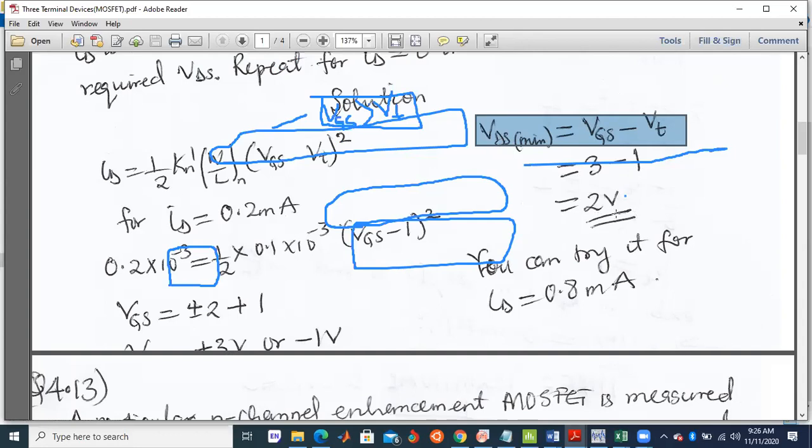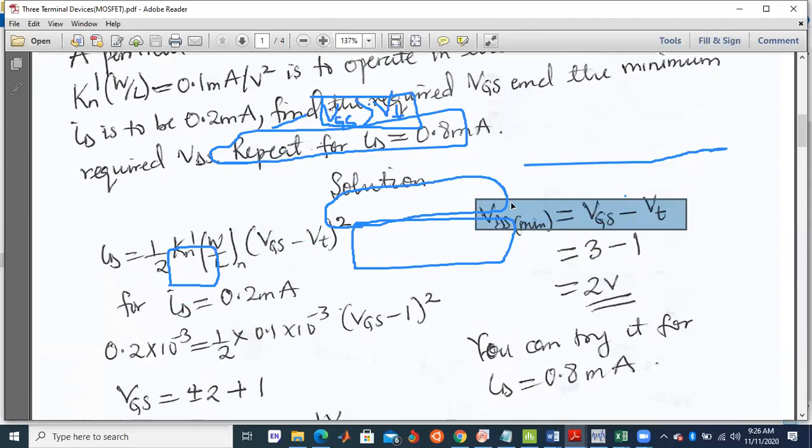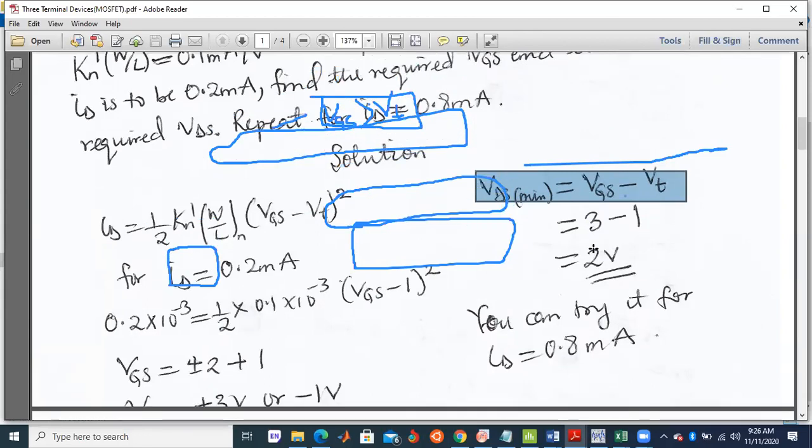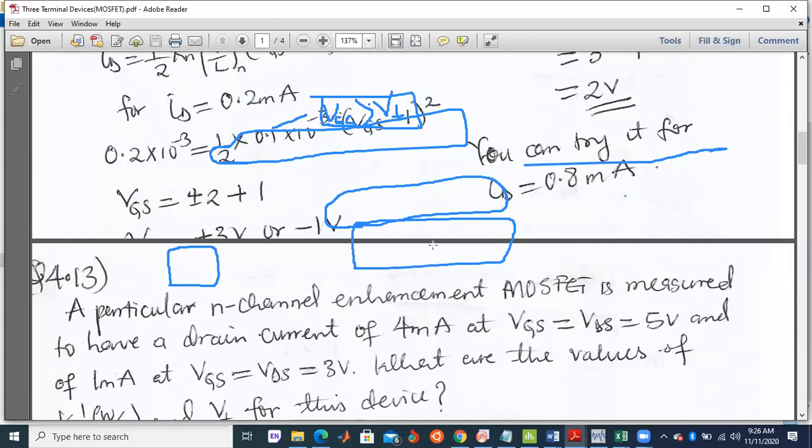So, maybe in your leisure time, try when ID is equal to 0.8 and see what will happen here. You can try that yourself. Is it clear, please? Clear? Yes, clear. Okay, so let's now move to question number 2.